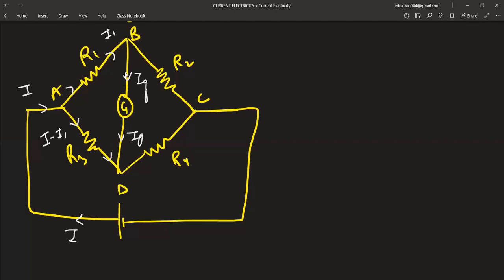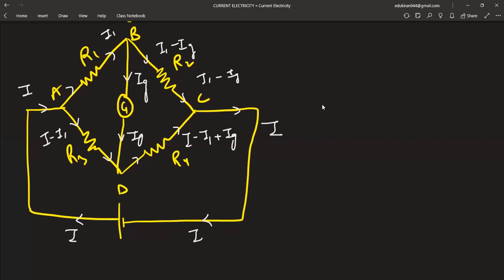Now from I1, IG has gone. So this branch has I1 minus IG. Look, what will this branch have? I minus I1 plus IG, right? This term plus this will give you this. Now, when we add all of these, I1 will be cancelled, IG will be cancelled. So we'll be left with I. It means I have distributed the current properly.